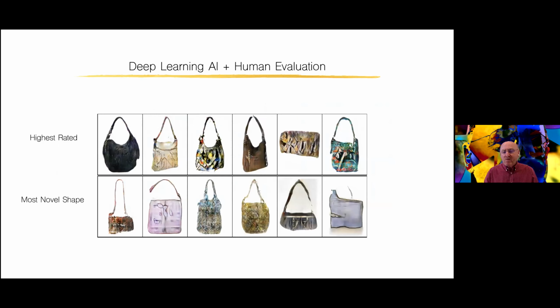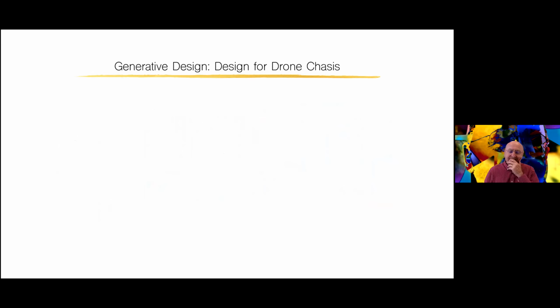And then you can connect that with humans and select out of those something that might be thought of as the most interesting, the most novel, and drive the system again. So it's a sort of generative system. And you can take that and build a generative system. So this is designing, I use the word designing carefully, designing the chassis for a drone.